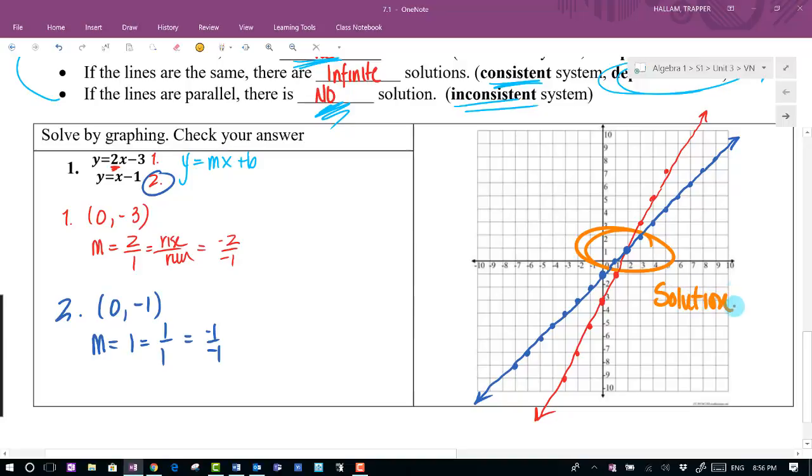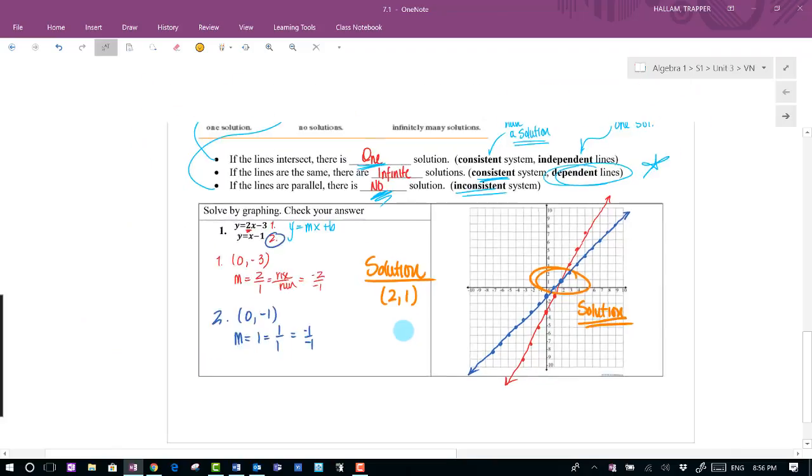And that's what it means to find a solution to a system graphically. And I would identify that. So the solution to this system is the point (2, 1). And there's your solution for graphing it. All right, there you go.